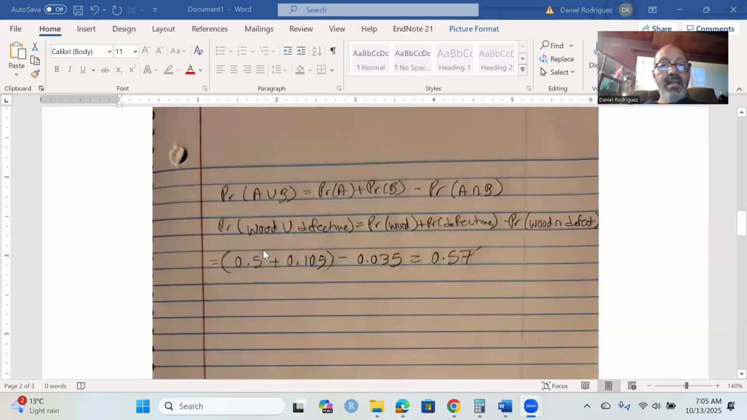So in this case, the probability of being wood or defective is equal to, again, A is wood and B is defective, the probability of being wood plus the probability of being defective minus the probability of being wood and defective. So the probability of being wood is 0.5, the probability of being defective is 0.105, minus the probability of being wood and defective, 0.035. We get 0.57, which is the answer that we should have gotten. So there was clearly a misreading of the question that threw everybody off. So this is a quick little exercise. Hope this is helpful.